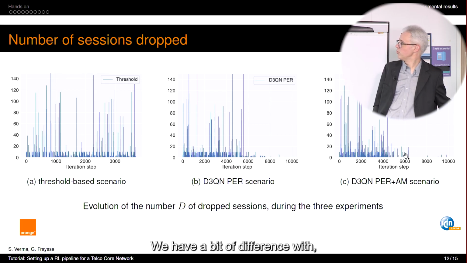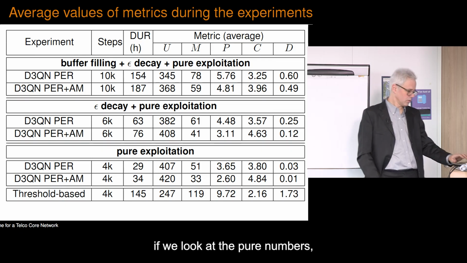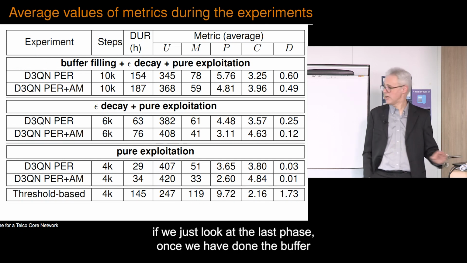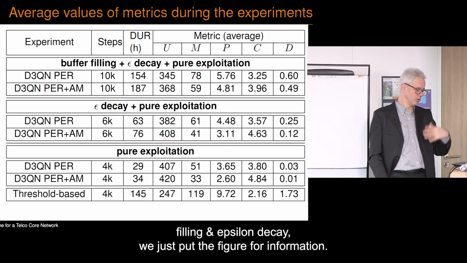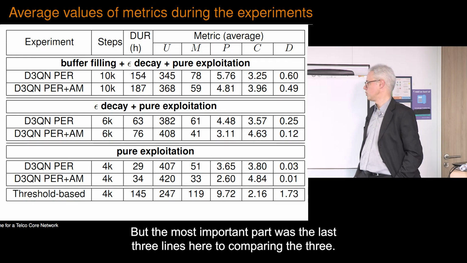We have a bit of difference with action masking. If we look at the pure numbers, we could see that if we just look at the last phase, once we have done the buffer filling and epsilon decay, we just put the figure for information, but the most important part are the last 3 lines here, to compare the 3.